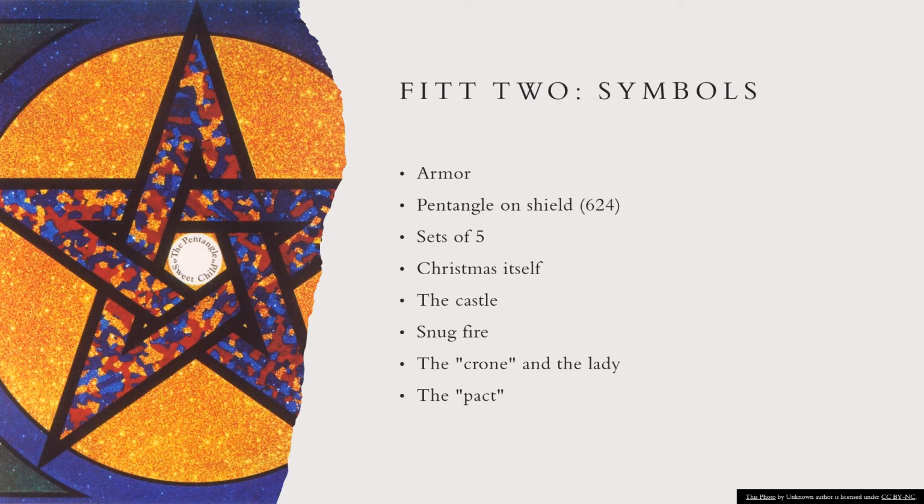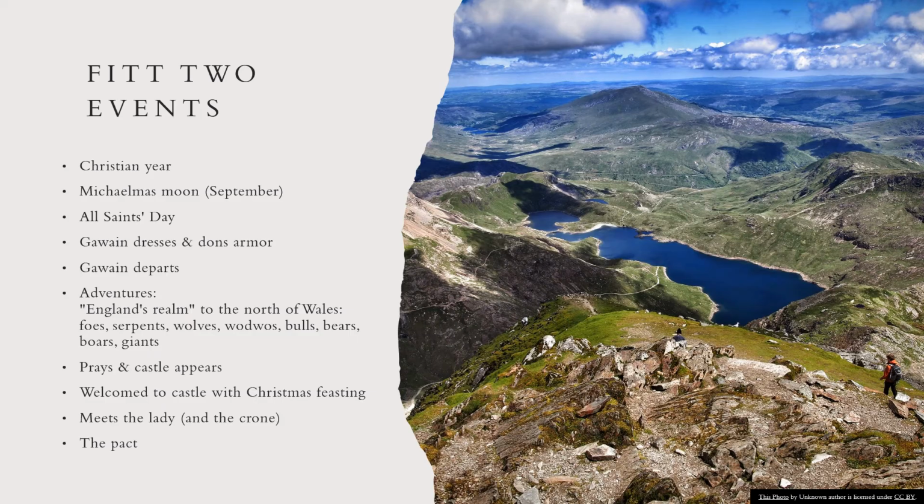Gawain finds this castle out in the middle of nowhere, and there's a nice snug fire there, and we can see that as a symbol, the crone and the lady, the pair, and then the pact that Gawain and Lord Bertilac make.